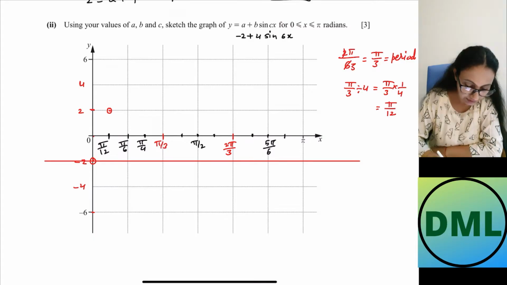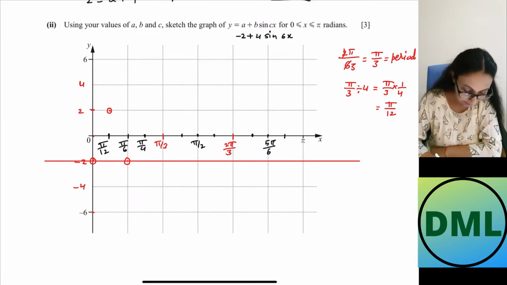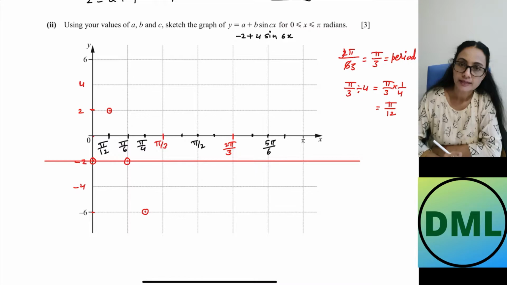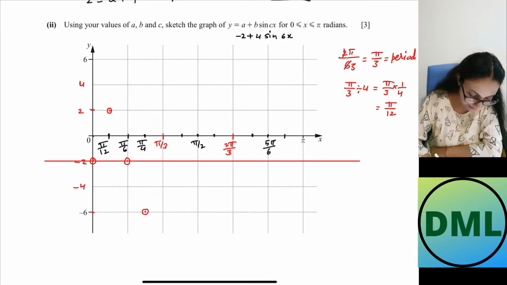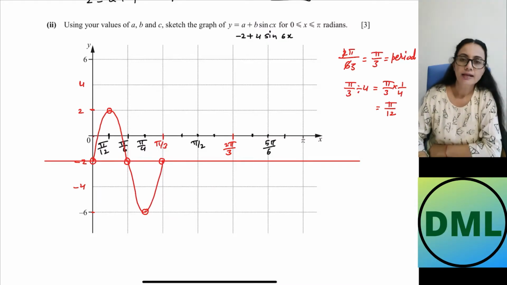Then again it will touch the axis. So pi by 6, it will again touch the axis here. Pi by 4, it will go down 4 units down. So from here, from -2, it will go to -6. So value will come here at -6. Then again it will touch the axis, which is at -2. My graph is like this. This is my one cycle.